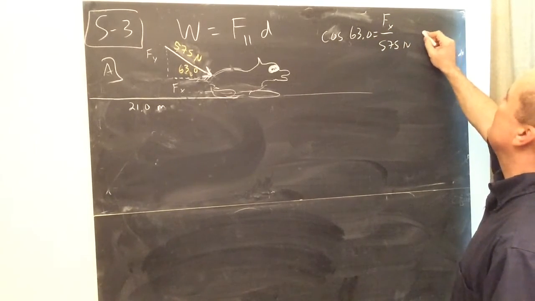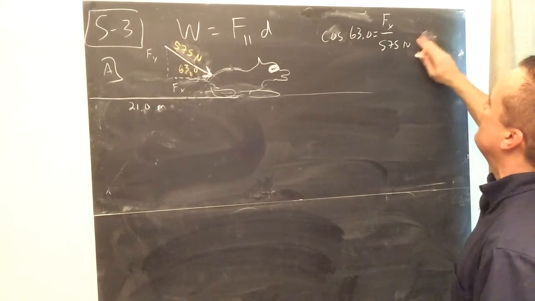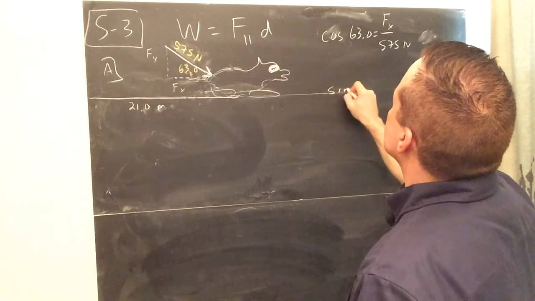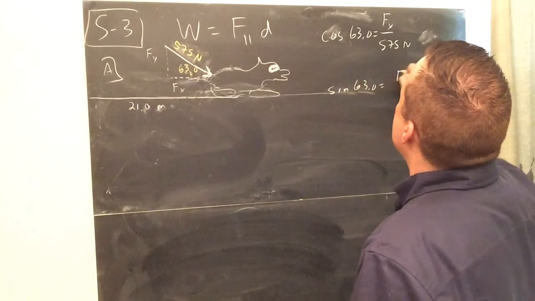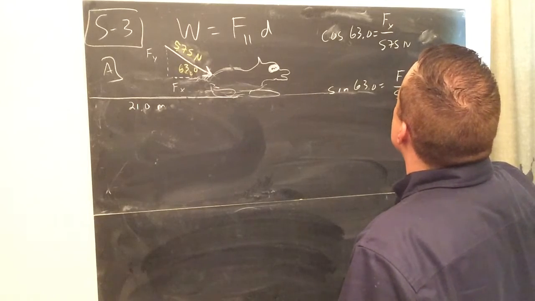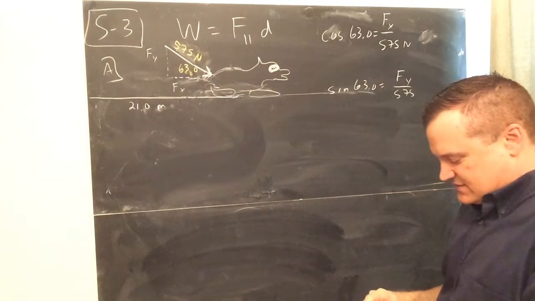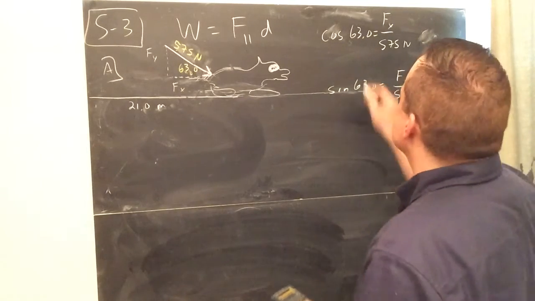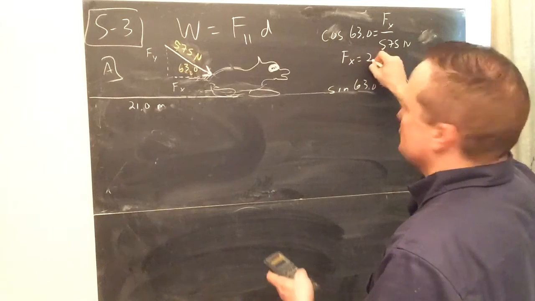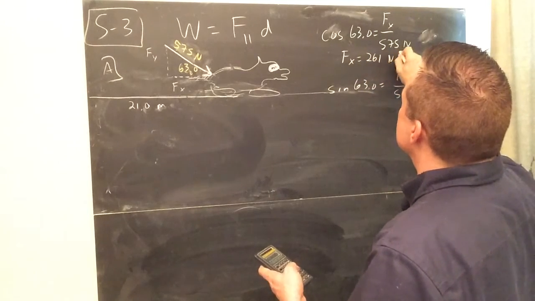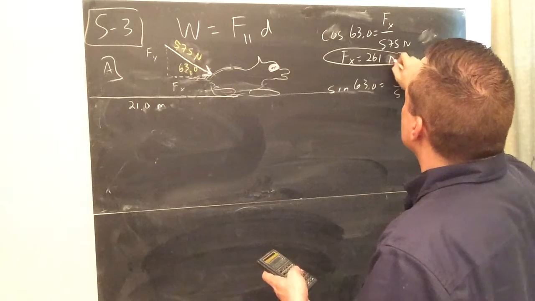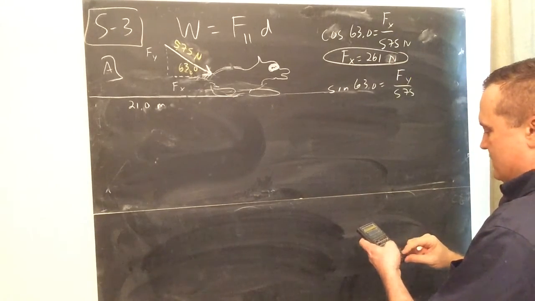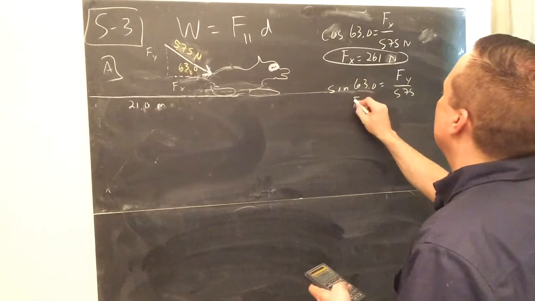So the other one, sine of 63, I guess I'll have to put it down here. My picture was too crazy. Sine of 63 will be Fy over 575, okay? So cosine of 63, 0.453, times 575, so 261. So Fx is 261 newtons. Sine of 63 times 575 is 512 newtons for Fy.